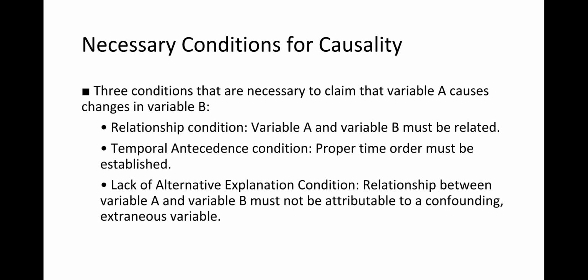You should not have any other explanation for the relations between A and B. The relation between A and B must not be attributed to a third variable. We call it a confounding variable.